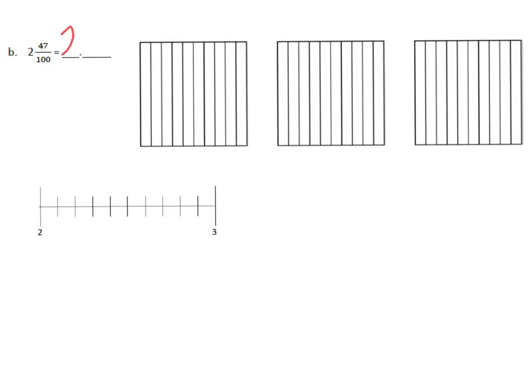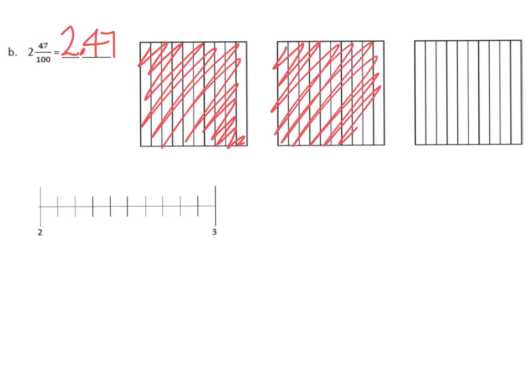Our decimal is 2 decimal point 47. We need to shade in 2 whole squares because I have 2 ones. Then we need to draw horizontal lines to make hundredths in the next square. Remember, we need to draw 9 lines. 3, 4, 5, 6, 7, 8, 9. I had to squeeze that one in there.